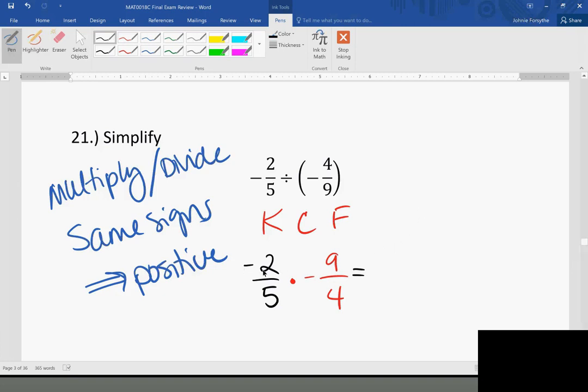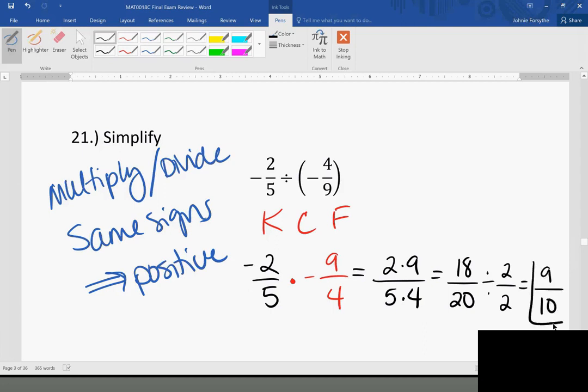So remember, a negative times a negative is a positive. So we have 2 times 9 over 5 times 4. So that's 18 divided by 20. And then we can divide both of these by 2 to get a reduced fraction. That's going to give me 9 divided by 10. So 9/10 will be my final answer.